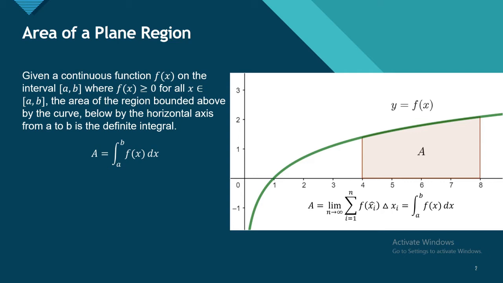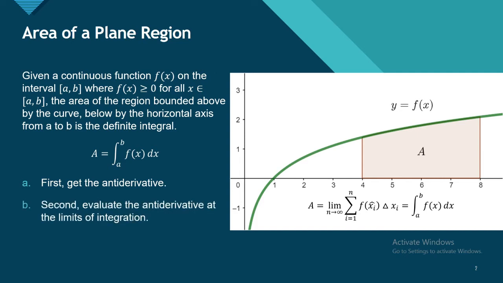How do we do definite integration? We call this the definite integral. How do we do it? First, we get the antiderivative, and then we evaluate the antiderivative at the limits of integration.